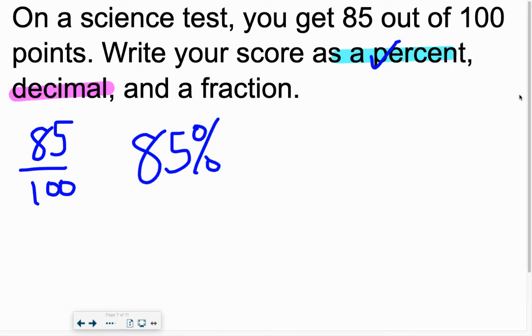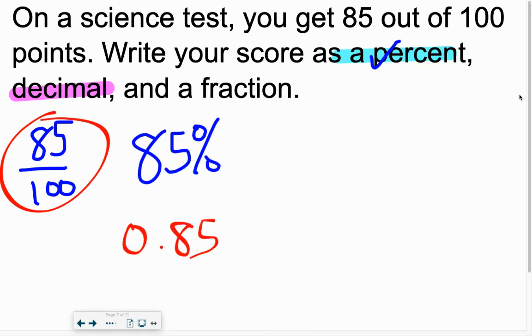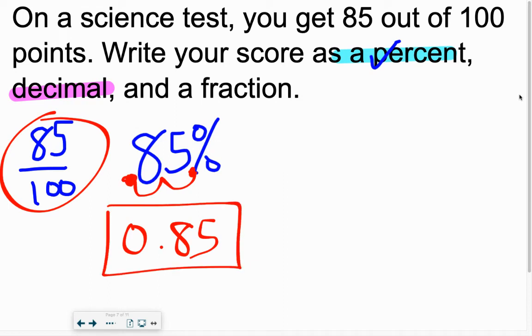Now it says to write that as a decimal, so I'll give you a choice. Do you want to write it from here? 85 hundredths as 0.85, 85 hundredths. That works. Do you want to take the percent and move the decimal twice? When we're losing the percent sign, the losing is how I remember to go left, bump, bump. And that's how I would know it is 0.85. Either way, 0.85, 85 hundredths is your decimal.